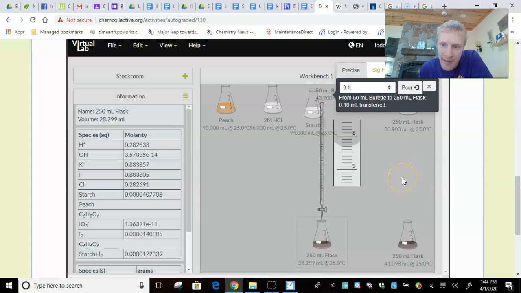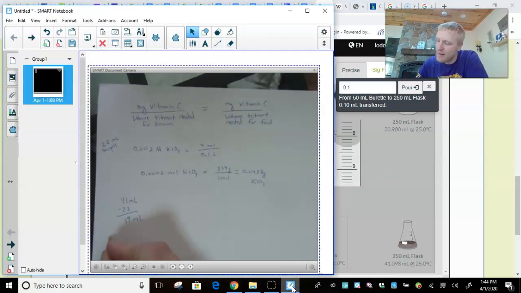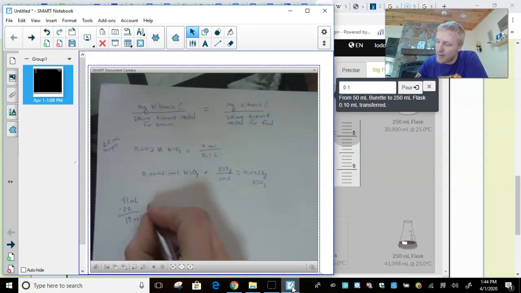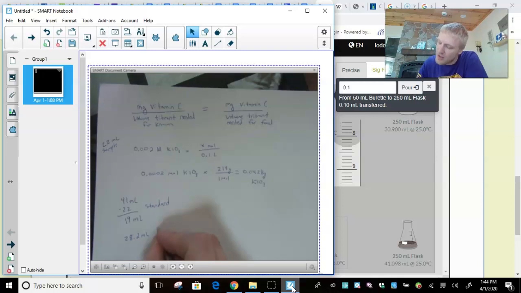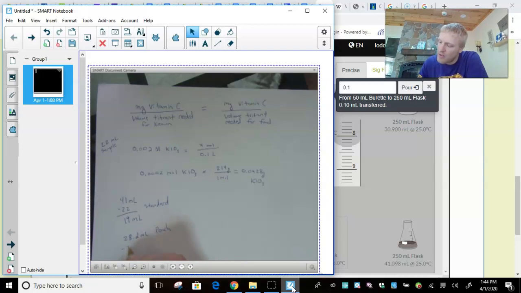Okay, now we shot it by 0.1 again. So we are at 28.3, and we'll say that's 28.2. So I'm going to write it down. We're talking about 28.2 milliliters for the peach. All right, and we want to subtract the original 22 that we were starting with. That gives us 6.2 milliliters is our titrant needed. So that is done with the data collection.